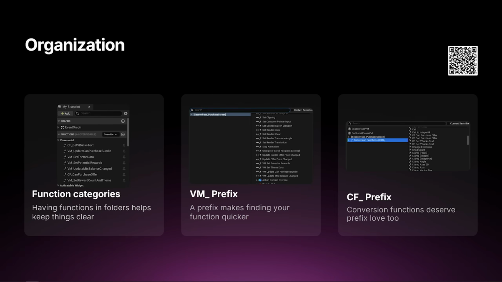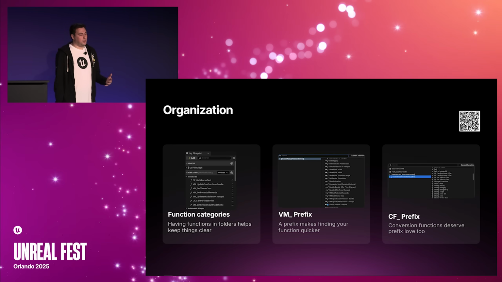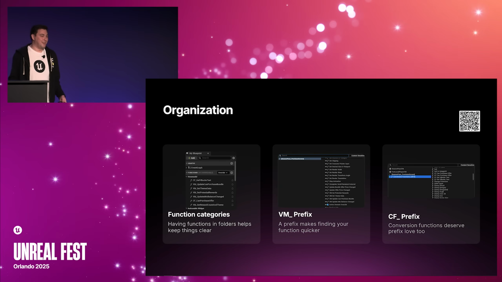When it comes to naming conventions, we like to use VM_ for custom functions that we bind to, and CF_ for custom conversion functions. Not only is it good practice to use naming conventions like this, but it'll also make your life easier when you're finding the functions in the long lists when setting up your bindings.